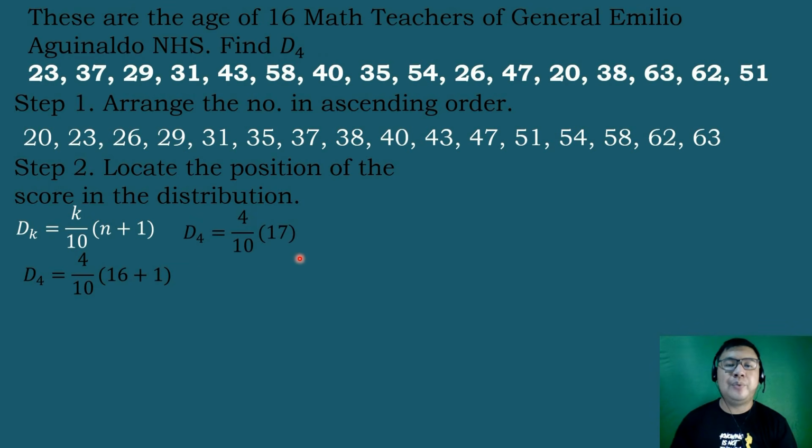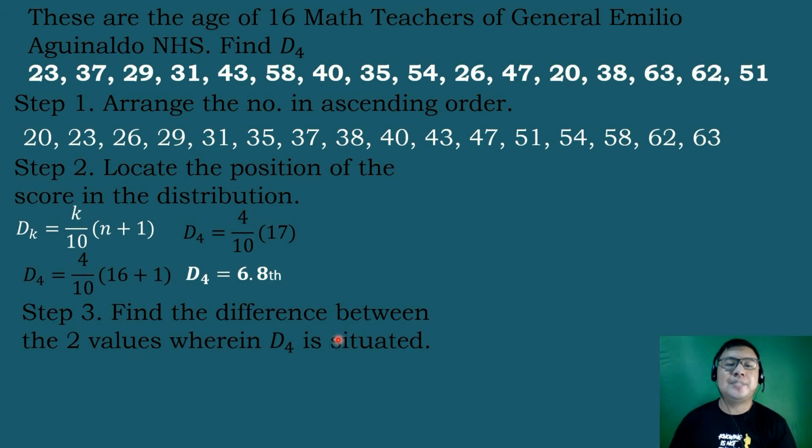Then after that, we will simplify this equation. 16 plus 1 will be equal to 17. 4 times 17 divided by 10 will be equal to 6.8. Therefore, the location of decile sub 4 is equal to 6.8. After this, we will now find the difference between the two values wherein decile sub 4 is situated.